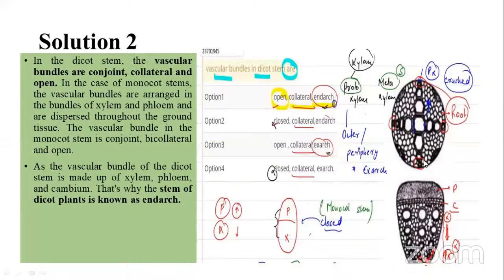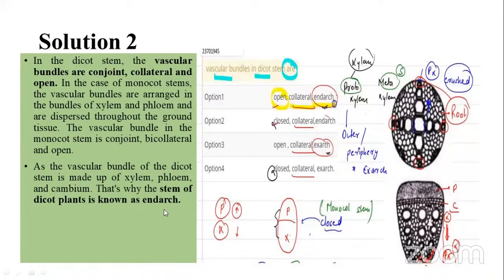Open means what? In between xylem and phloem, there is a cambium present. See here, in the dicot stem, the vascular bundles are conjoint, collateral, and open. In case of monocot stem, the vascular bundles are arranged in bundles of xylem and phloem and are disposed throughout the ground tissues. The vascular bundles of the monocot stem are conjoint, collateral, and closed. As the vascular bundles of the dicot stem are made up of xylem, phloem, and cambium, that's why the stem of dicot plant is known as endarch.